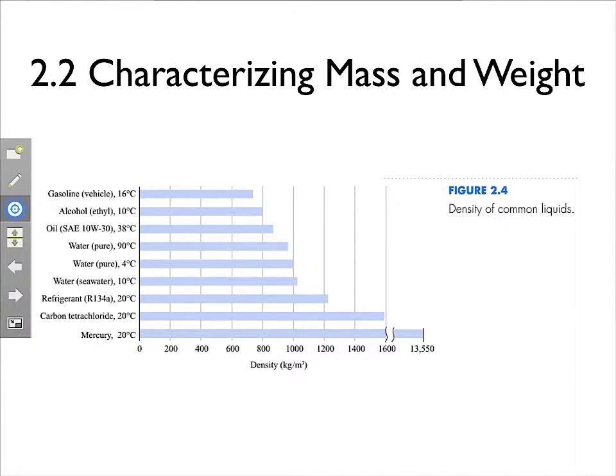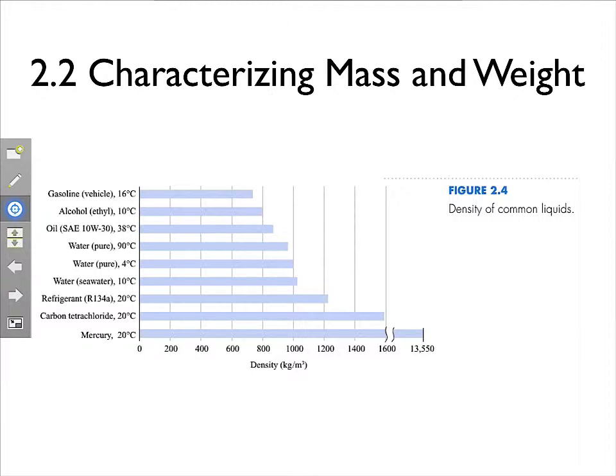This is a chart showing the density of common fluids, and we can see water here at a couple of different temperatures. I did want to mention that you can see that the density is a little bit less for water at 90 degrees than it is for 4 degrees. And in fact, it goes down by about 3.5% in that almost 90 degrees. And so when the water is heated, the density drops a bit.